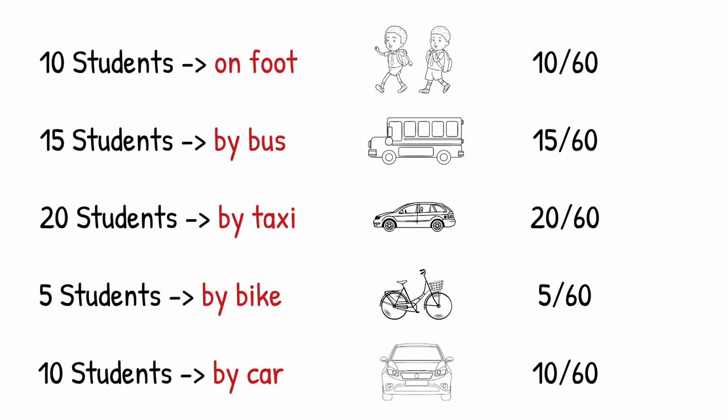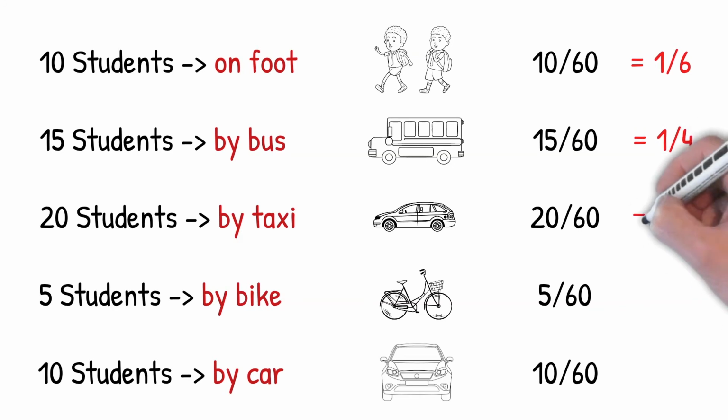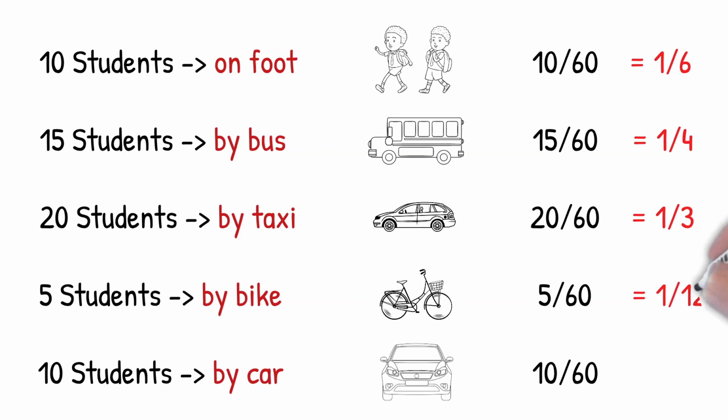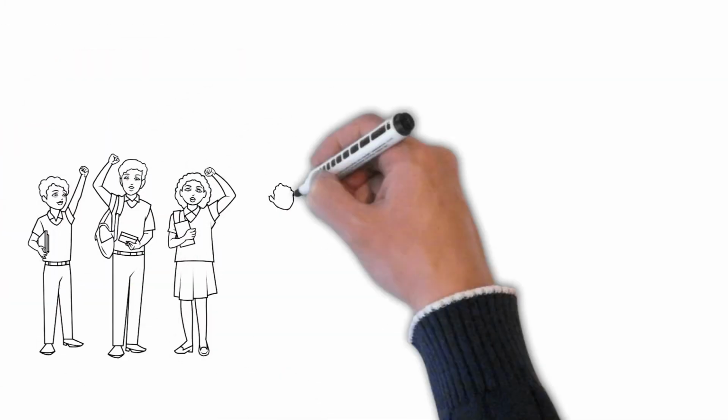Let's make simplification. 10 over 60 equals 1 over 6. 15 over 60 equals 1 over 4. 20 over 60 equals 1 over 3. 5 over 60 equals 1 over 12. 10 over 60 equals 1 over 6. Now we calculated the experimental probability for each case.